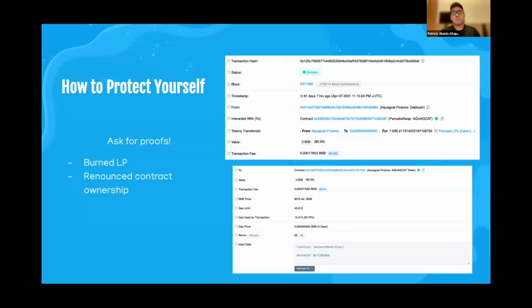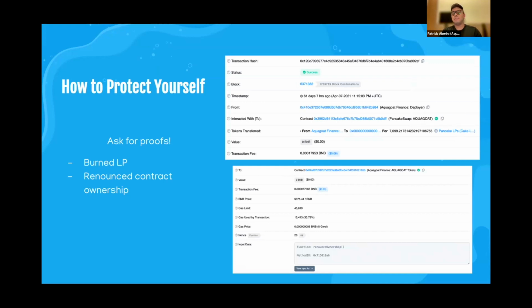You can also ask for proofs, such as having proofs for burned liquidity pool tokens, or checking to see that the contract is renounced. That way, there are no changes. They can't mint any new tokens to dilute the liquidity pool. So these proofs right here are actually from AquaGoat. So these proofs basically show you that, yes, our LP tokens were burned. They were sent straight to the dead wallet.